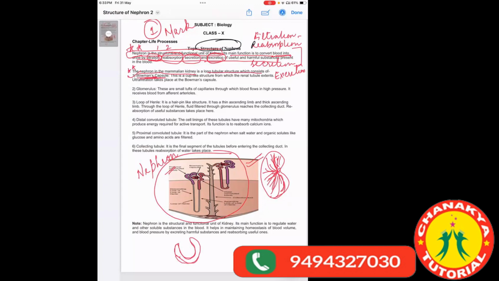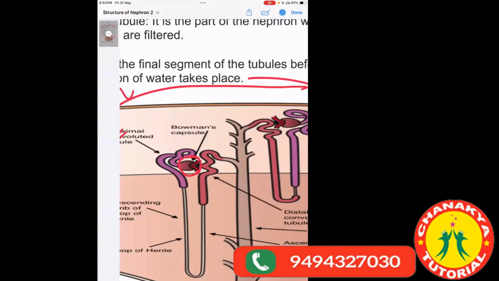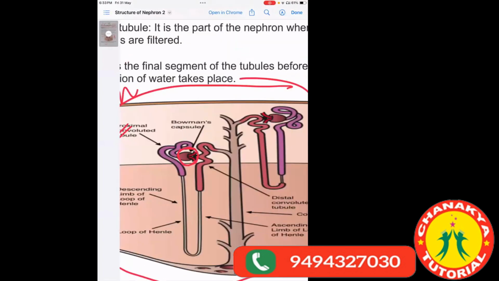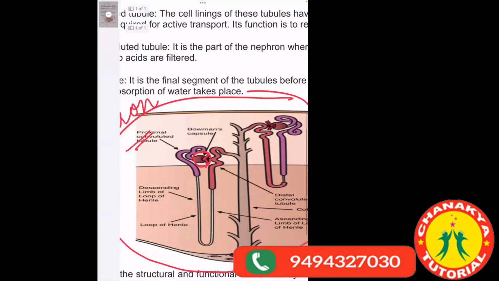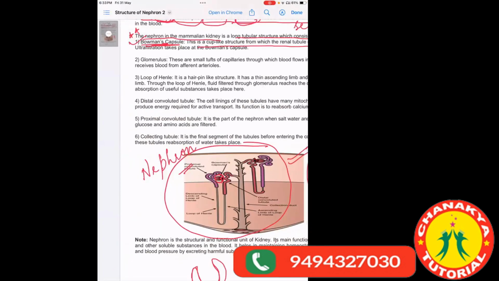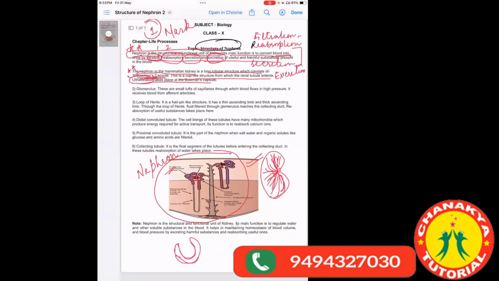So I'll just zoom this figure. This part you can see here is the Bowman capsule. Now, the Bowman capsule is a cup-like structure from which the renal tubule extends. Now you can see here, they have a few tube-like structures. Those tube-like structures will be helping them to filter. So this Bowman capsule, what do they do? They will be doing the ultrafiltration in the Bowman capsule. So whatever filtration is needed, that will be done by the Bowman capsule.